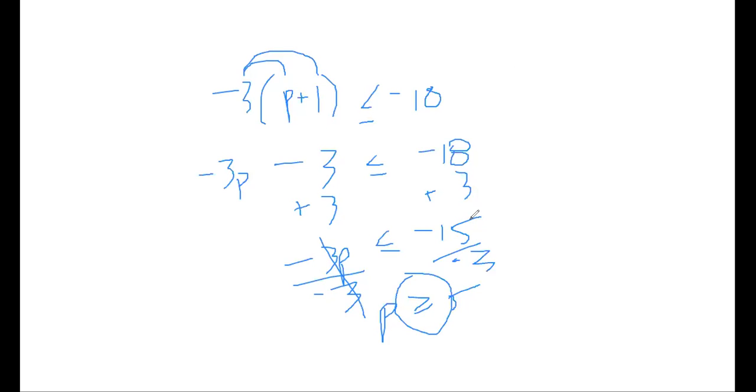And here's why. If your answer is p less than or equal to 5, we're going to test a couple of answers on the number line. I'm going to use 0 to test this one here. p less than or equal to 5. Okay, so -3 times 0. I'm going back to the original. Plus 1 less than or equal to -18. So 0 plus 1 is 1. Is -3 less than or equal to -18?